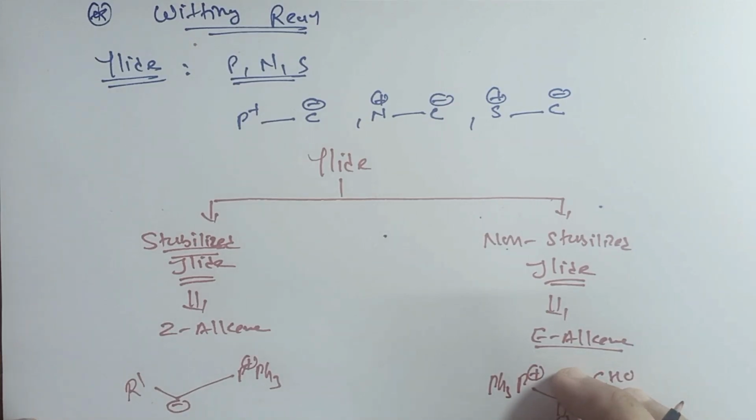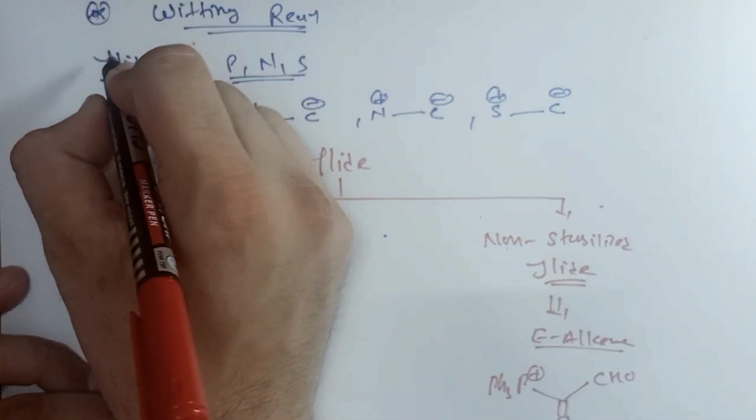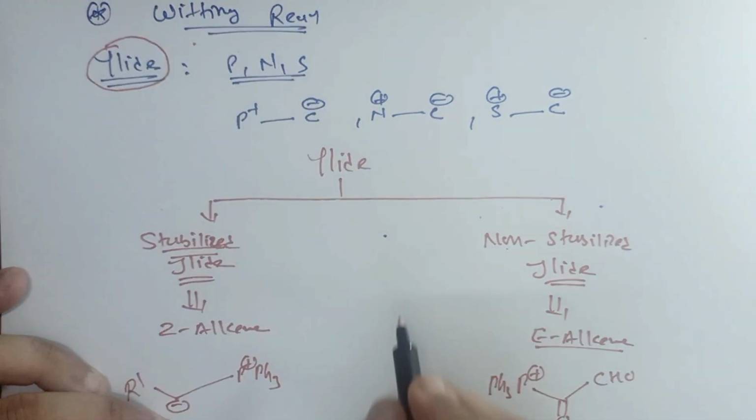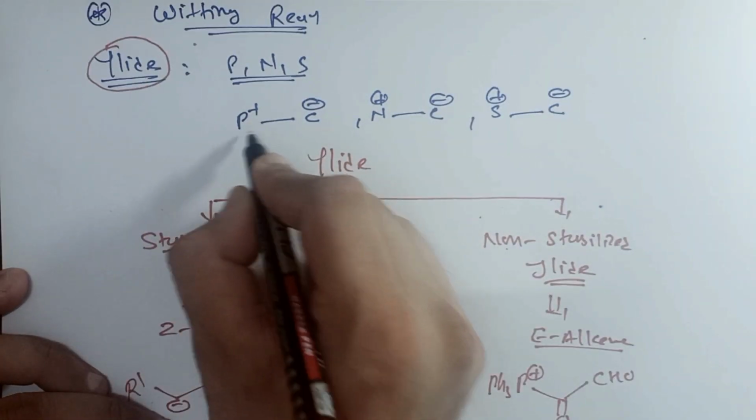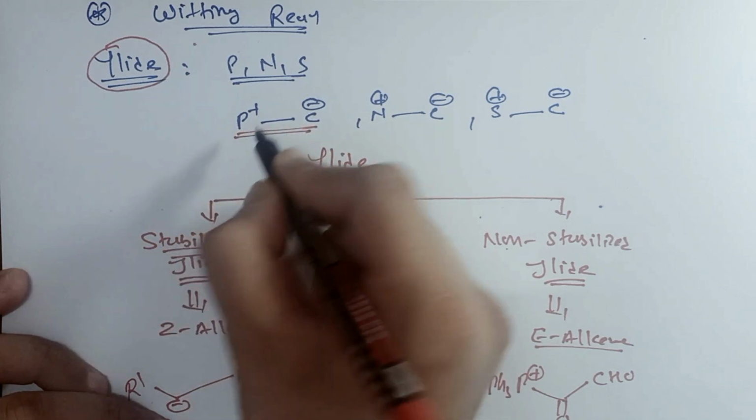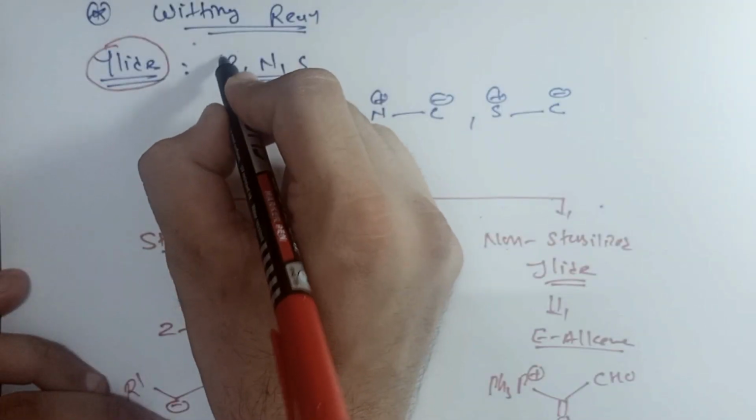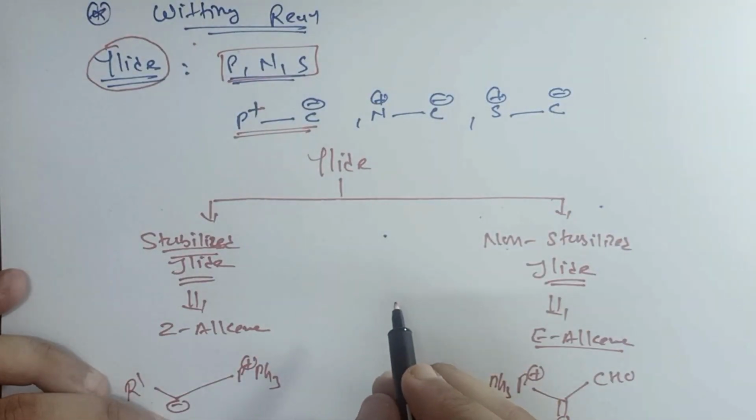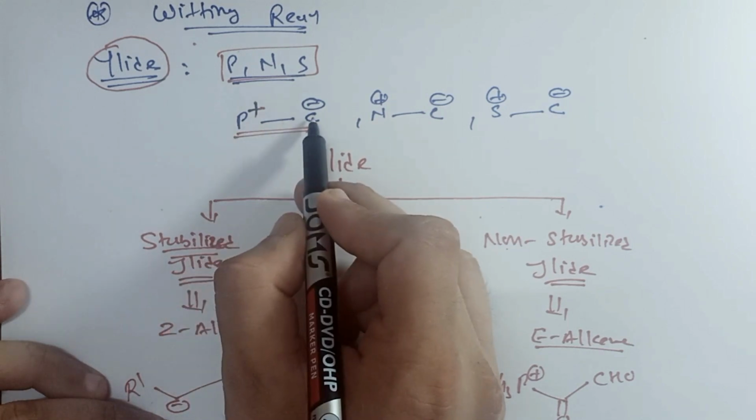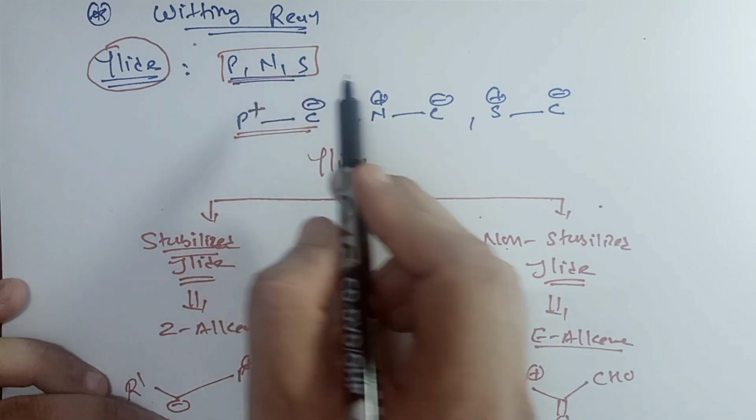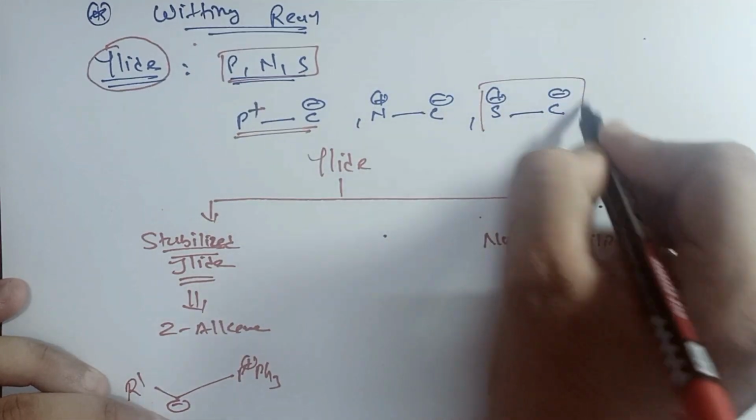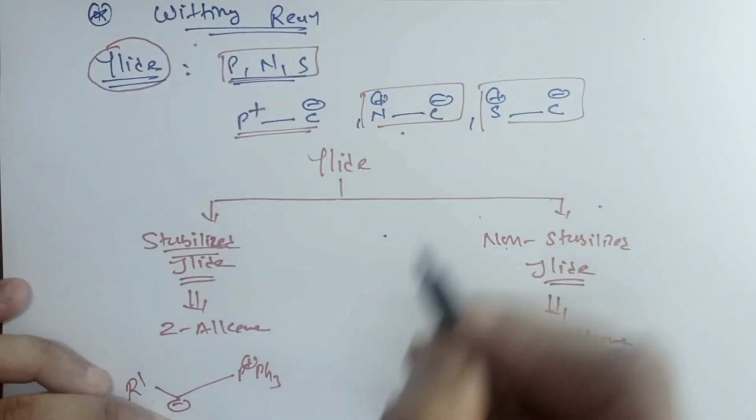Okay, so now let us start one more reaction, that is the Wittig reaction. Before jumping into the Wittig reaction, you should know what an ylide is. Now ylides are compounds which have a positive and a negative charge adjacent to each other. Generally we have phosphorus ylide, nitrogen ylide or sulfur ylide. Here carbon has a negative charge, and phosphorus, nitrogen or sulfur has a positive charge. That type of structure is known as an ylide.